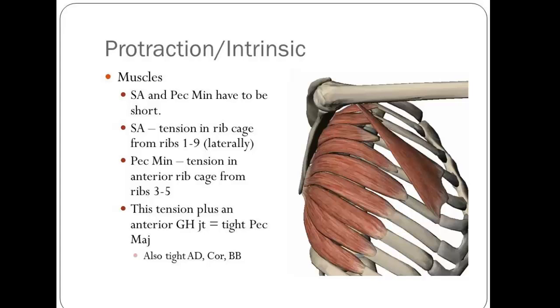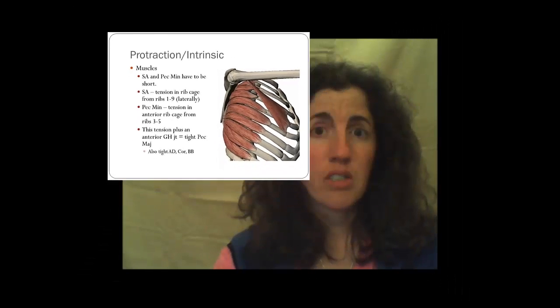The tension within the ribs, along with the humerus being held anterior to its optimal position, would lend credence to having a short and tight pectoralis major. The anterior humerus and protracted scapula would also shorten the anterior deltoid, coracobrachialis, and both heads of the biceps brachii.